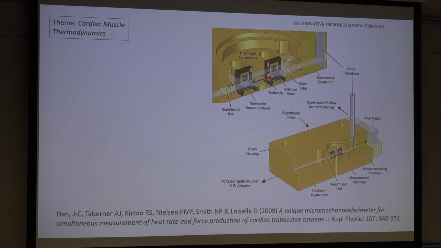Inside here is a trabecula. On either end of it, roughly, are a pair of thermocouples, or more. They can be on both sides and underneath and everywhere else. But the fact is that when a perfusate, some solution, is introduced here to flow downstream, then the downstream thermopile will record a higher temperature than the upstream thermopile. And from the flow rate and that difference in temperature, we can calculate the rate at which heat is being produced.